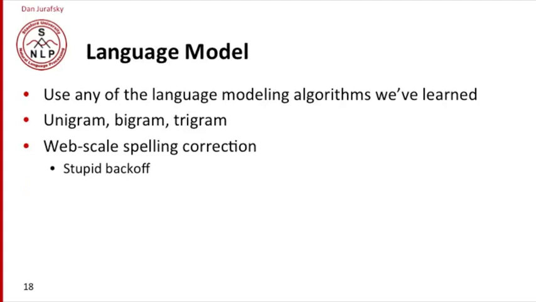We've seen candidate generation. Now we're ready to talk about how to rank the candidates. And remember, there are 2 factors. We have the language model and the channel model. Now the language model, we can use any of the language modeling algorithms we've already learned. We can use unigrams and bigrams and trigrams. We can use any kind of back-off algorithm or smoothing algorithm we want to use. In practice, for very, very large scale, web scale correction, we're going to use, as usual for web scale things, stupid back-off. But we might want to use smarter algorithms for smaller kinds of tasks.